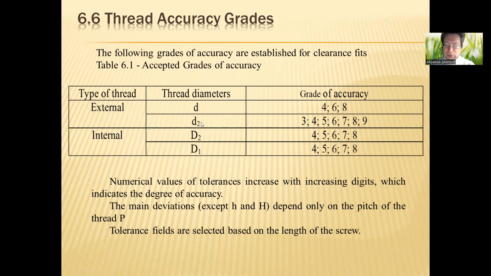For internal thread, on average diameter, we use 4, 5, 6, 7, 8 grades of accuracy, and for internal diameter, 4, 5, 6, 7, 8 grades of accuracy. D suffix 1 is internal diameter, and D without suffix is external diameter. If we use small d, it's the diameter of the external thread of the bolt. And when we use big D, it's the diameter of the internal thread of the nut.